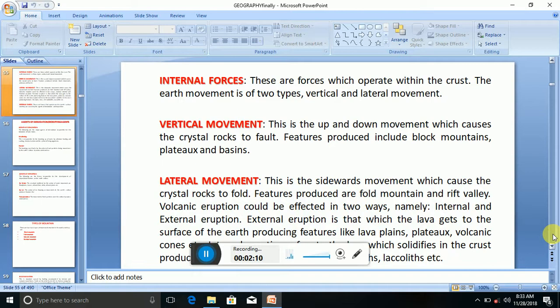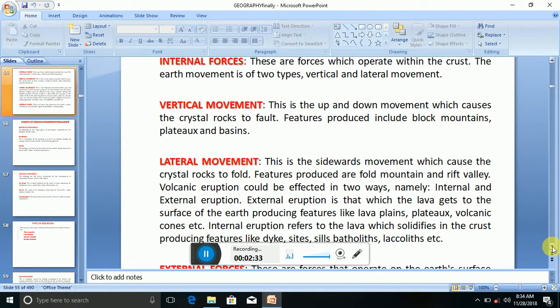Volcanic eruption could be affected in two ways, namely internal and external eruption. External eruption is that in which the lava gets to the surface of the earth, producing features like lava plains, plateaus, volcanic cones, etc. Internal eruption refers to the lava which solidifies in the crust, producing features like dikes, sills, batholiths, laccoliths, etc.